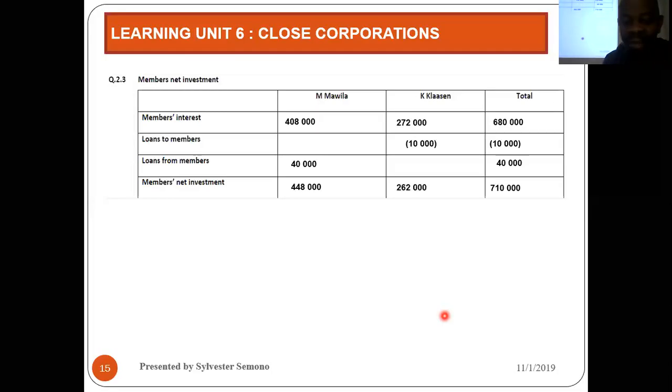Now, we owe Mawila how much? 448. We owe Klassen how much? 262. Does that make sense? Yes. This is the members' net investment, but not a detailed one, because a detailed one is too long. This is just a short one. Are we okay? So this is the close corporation so far.